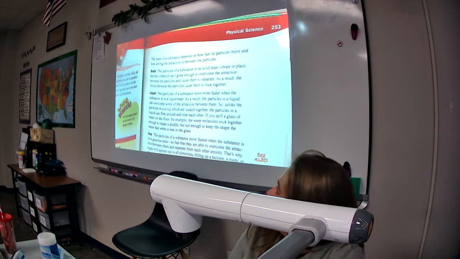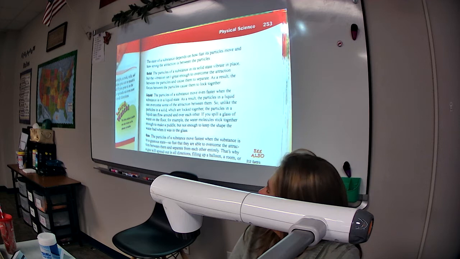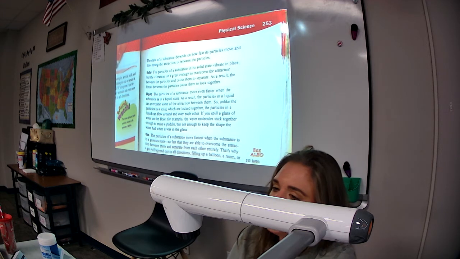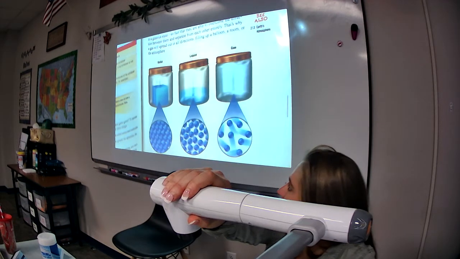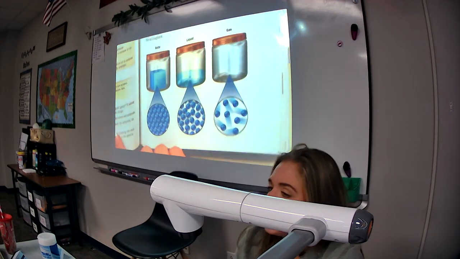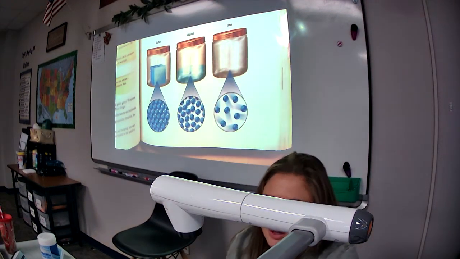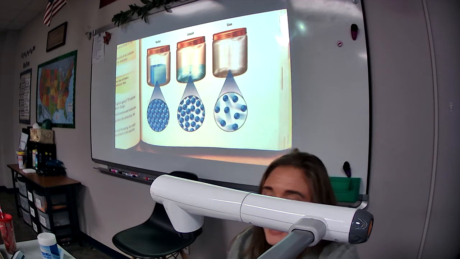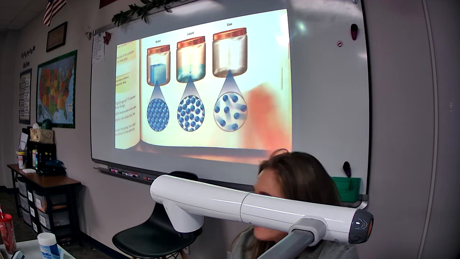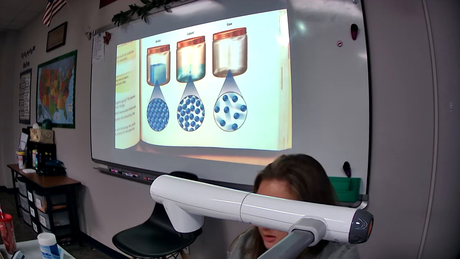The state of a substance depends on how fast its particles move and how strong the attraction is between the particles, right? Look down here at the bottom of these pictures, all right? If you could take a microscope and zoom in to look at the atoms of each of these states of matter, you would see something similar to this.